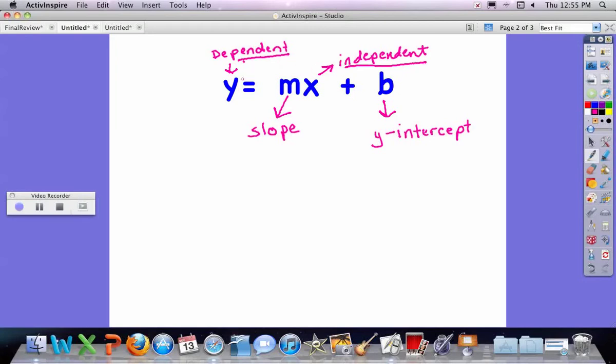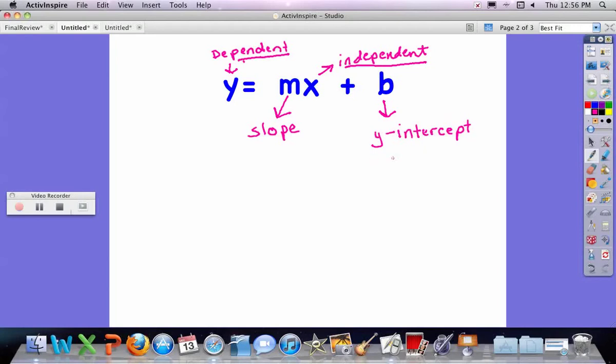M stands for slope, and if you can remember, slope is your rise over run or the rate of change. So when you read a scenario, whatever the rate of change is, how fast or how slow something is going, that's your M. B stands for y-intercept. Y-intercept is just where your line crosses the y-axis when you graph it. And usually in a scenario, this is just the starting point.